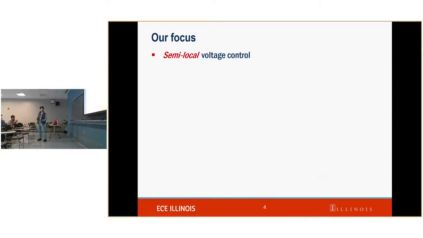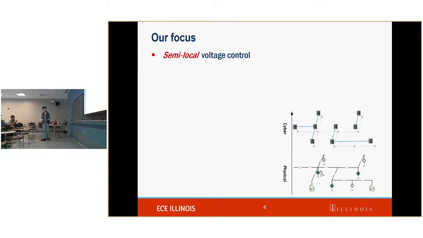So this brings about our focus on this problem. We tentatively call it semi-local voltage control. We call it semi-local because it lies between the fully local one and the OPF one. And we are considering such a cyber-physical system. It has two layers. The physical layer is just the power distribution network. So it's just a bunch of buses connected to each other.